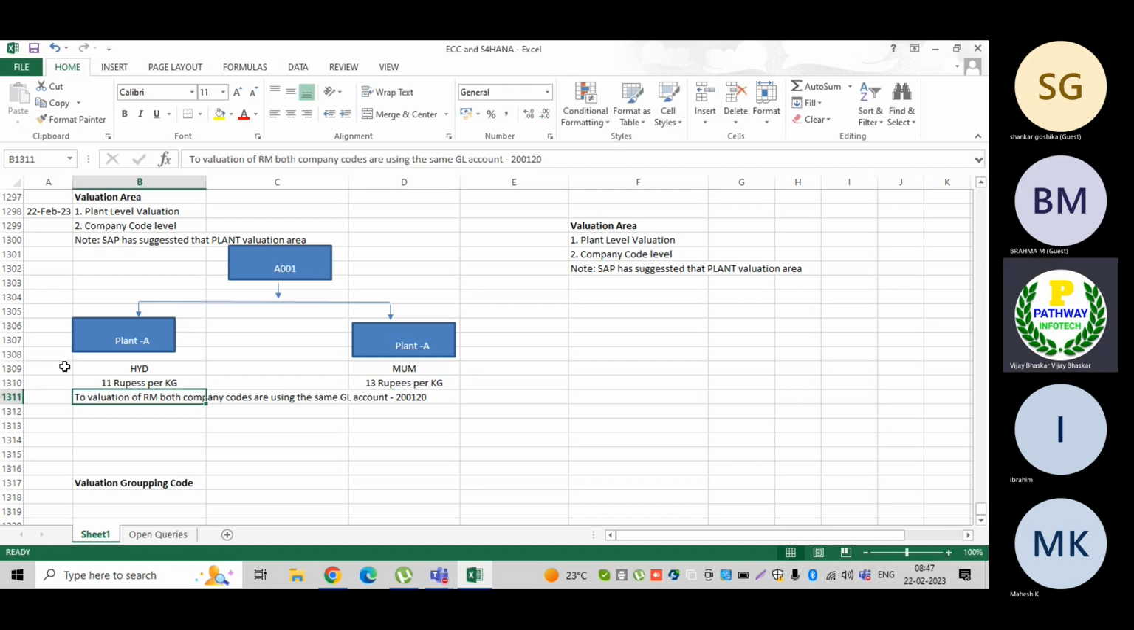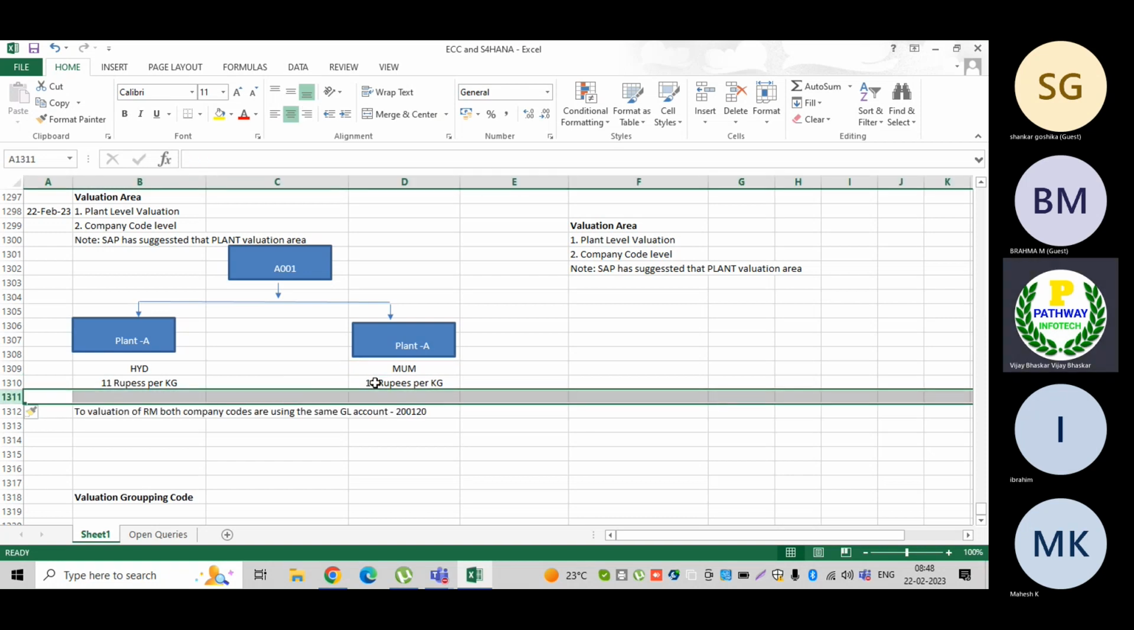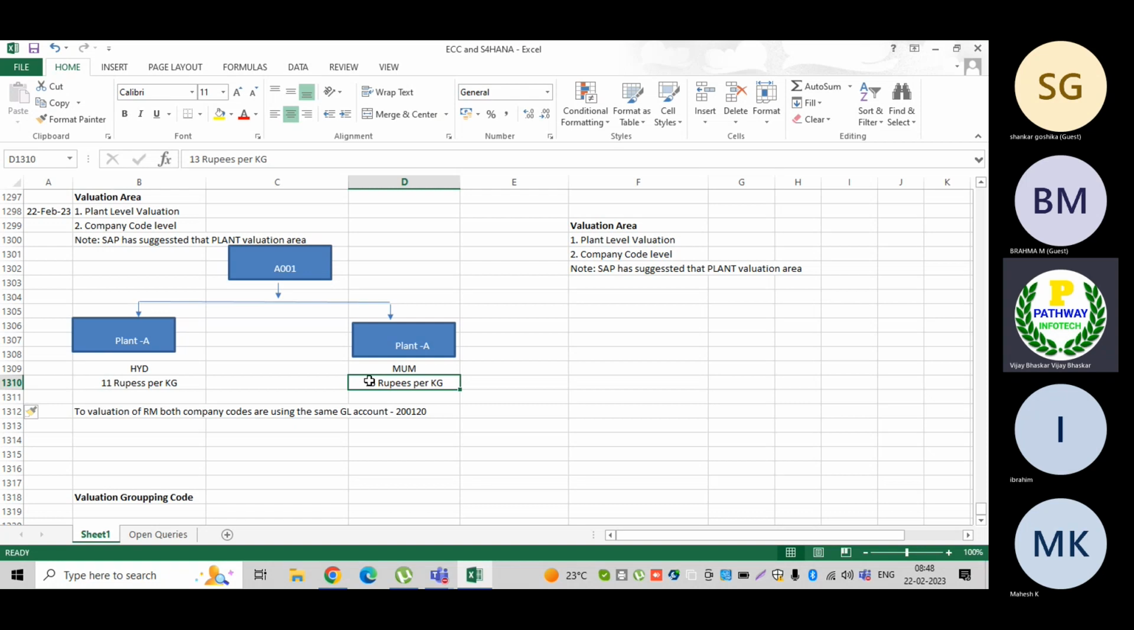Why has the cost increased from this plant to this plant? There are some additional expenses we have to bear, because we have to buy in Hyderabad, then send the raw material to Mumbai. In between, there is the transportation cost and additional charges. So that is the reason this 2 rupees is extra per kg.